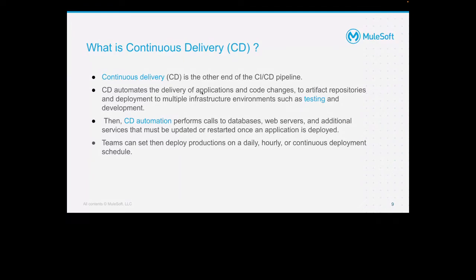It automates the delivery of application and code changes to Artifactory repositories, and you can do this deployment to multiple infrastructures and environments. So you build it once, and you can deploy it to development, to your staging environment, test environment, and then to your production. So you build once and you deploy anywhere. That should be the idea. There are multiple ways of doing that. We will discuss that as we proceed in this discussion.